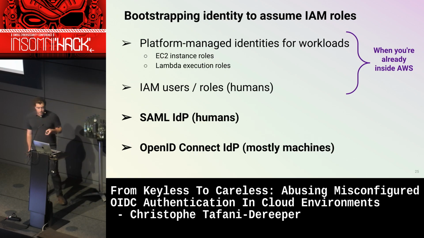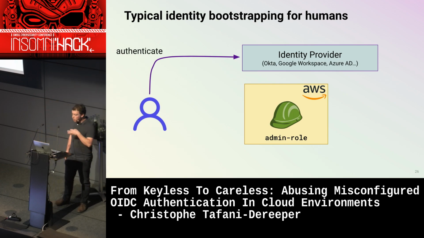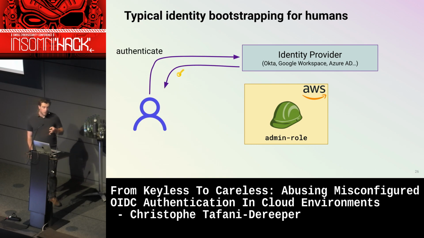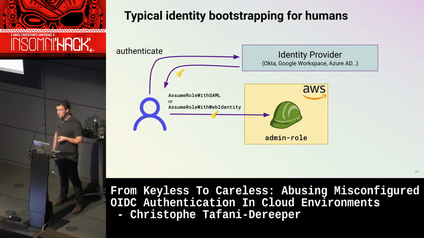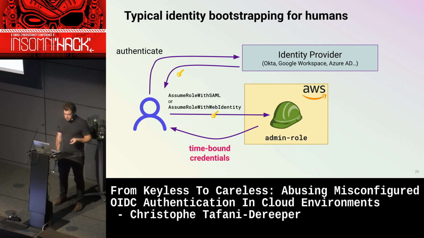And this works, it's quite simple. As a human, you're going to go to your Azure ID, your Okta, your Google Workspace, you authenticate, you get back typically a SAML assertion, you will give that to AWS, and if you configured your role properly, you get back some time-bound credentials that you can then use as we've seen.